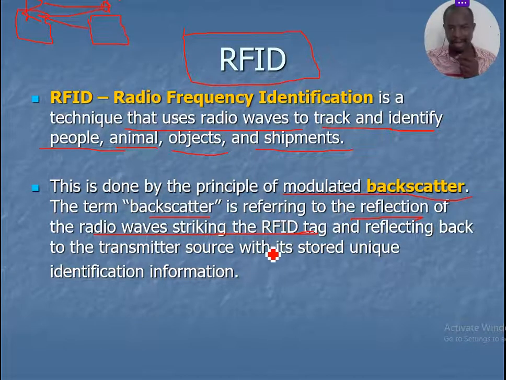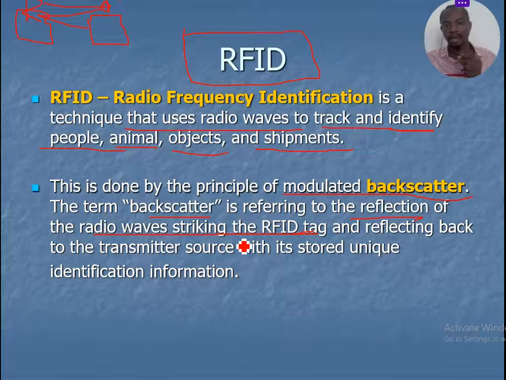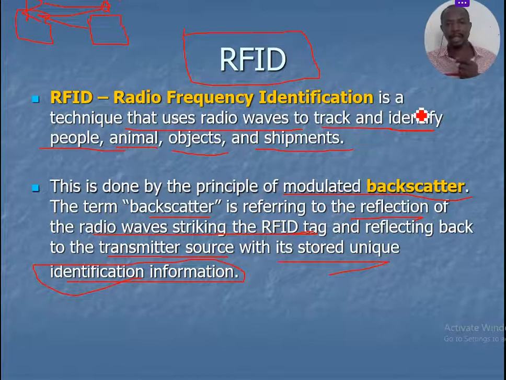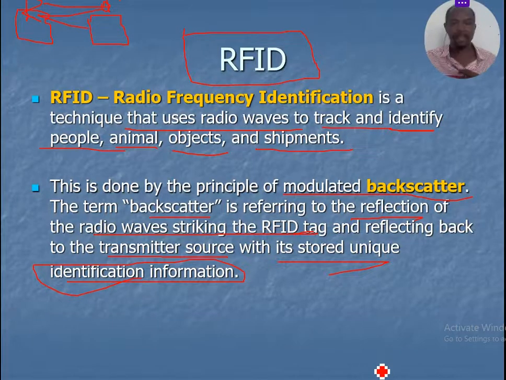That electrical characterization or scenario is what we call modulated backscatter. It is reflected back to the transmitter source with its stored unique identification information. All the information that was stored and sent to the tag, reflected back to the transmitter, transceiver, or reader, that phenomenon is called the backscatter. Is that okay? Now let's move on quickly.